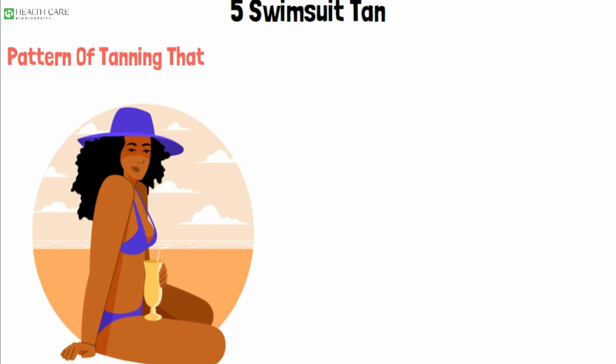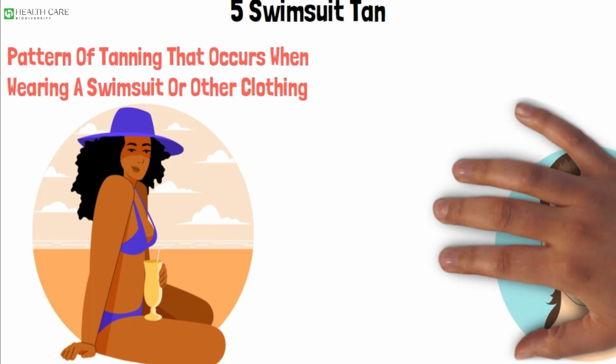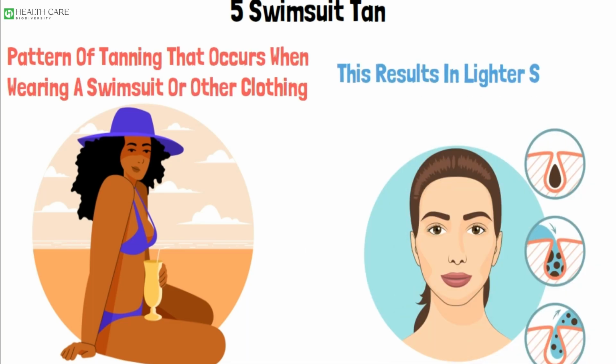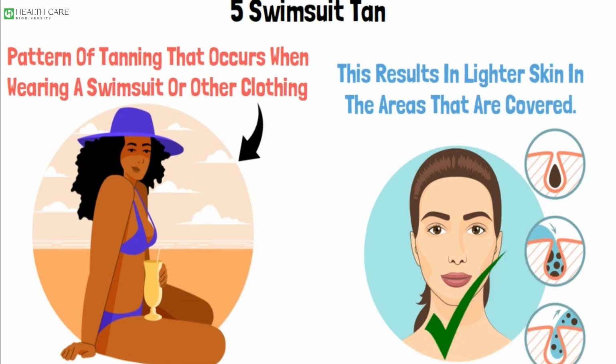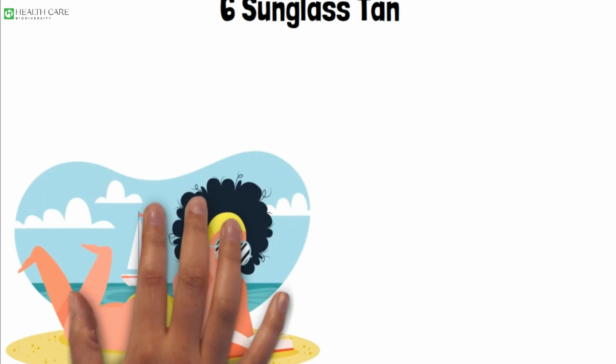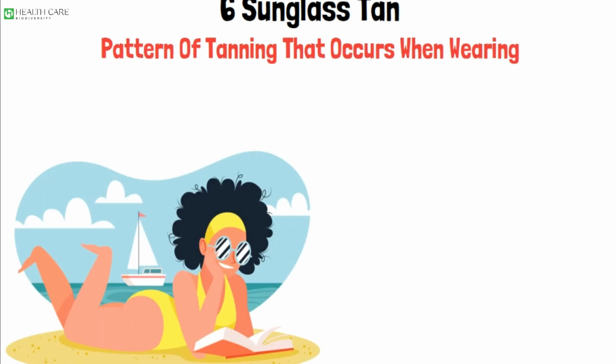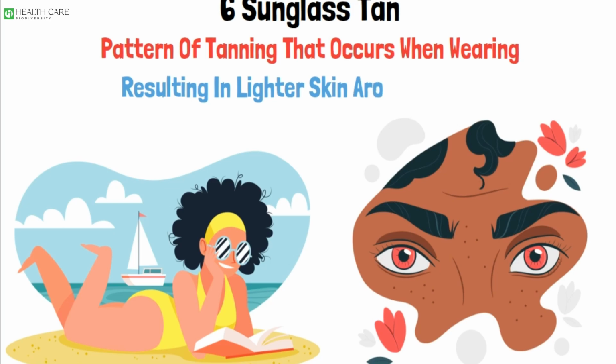Swimsuit tan. A swimsuit tan is a pattern of tanning that occurs when wearing a swimsuit or other clothing that covers specific areas of the body. This results in lighter skin in the areas that are covered. Sunglass tan. A sunglass tan is a pattern of tanning that occurs when wearing sunglasses, resulting in lighter skin around the eyes.